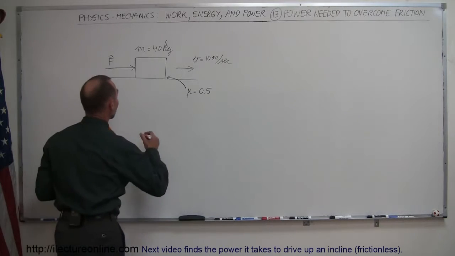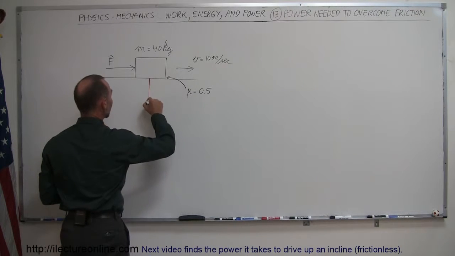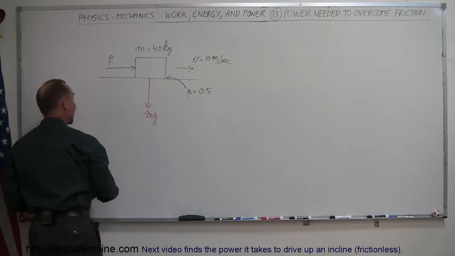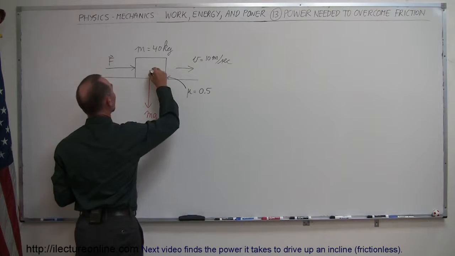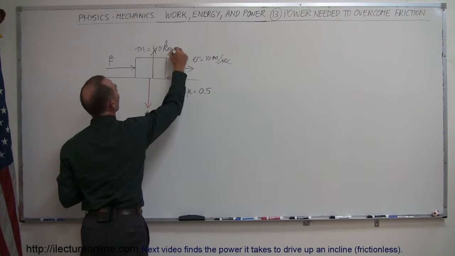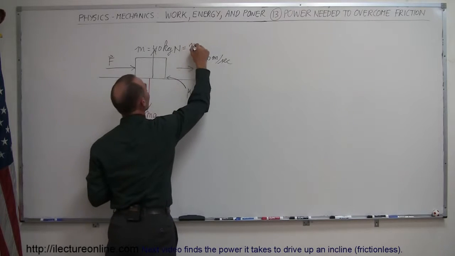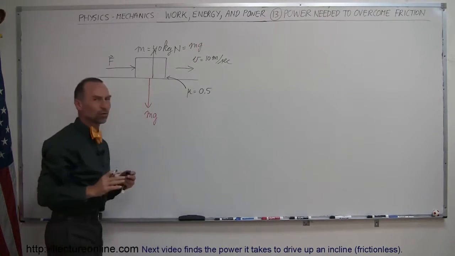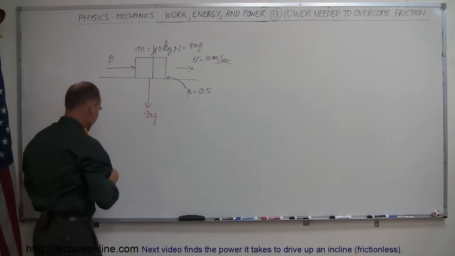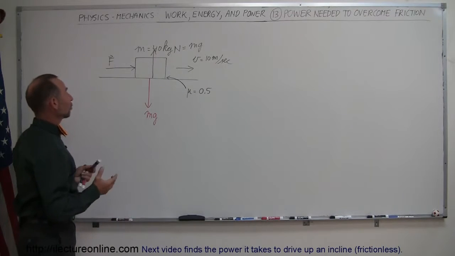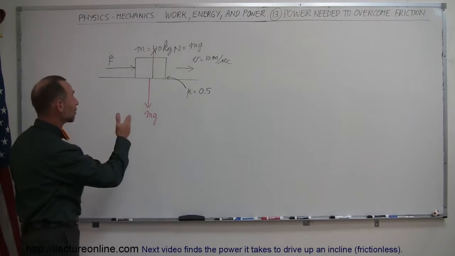Well, first of all, we have to identify all the forces acting on this object. So we definitely have the weight of the object acting downward, and then we have the normal force of the surface pushing back. Of course the magnitude of the normal force is equal to the weight of the object, mg. Of course the direction is opposite. And that means there's going to be some friction between the object and the surface.